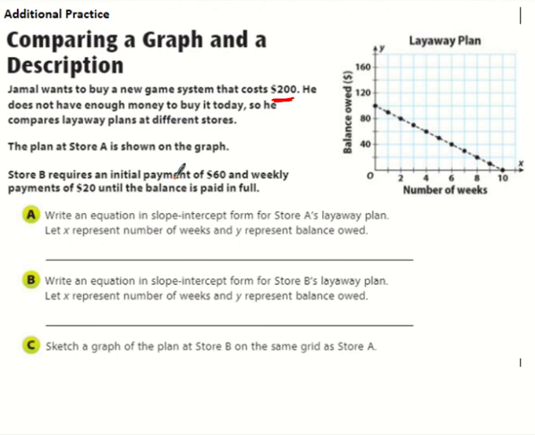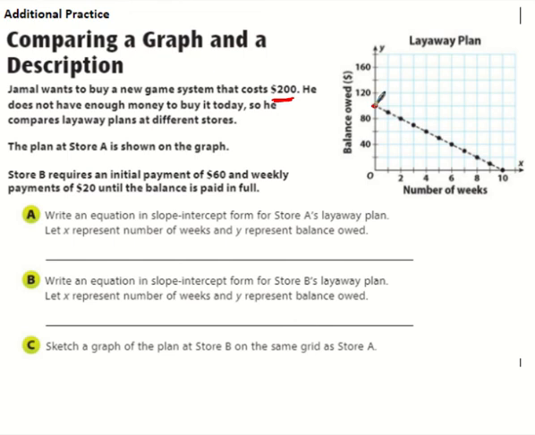The plan at store A is shown on the graph. So this is how much is owed, and then this is on the graph. So this is showing the plan, how much is to pay per week after putting some money down in the beginning. Store B requires an initial payment of $60 and weekly payments of $20 until the balance is paid in full. So what we have here, we have store A's layaway plan over here on the graph. And we're going to write the equation of this line right here.